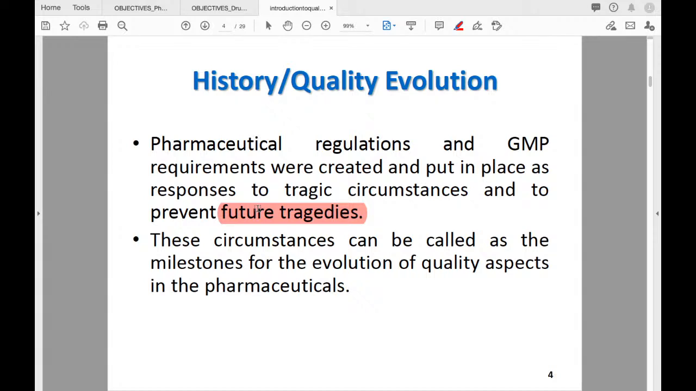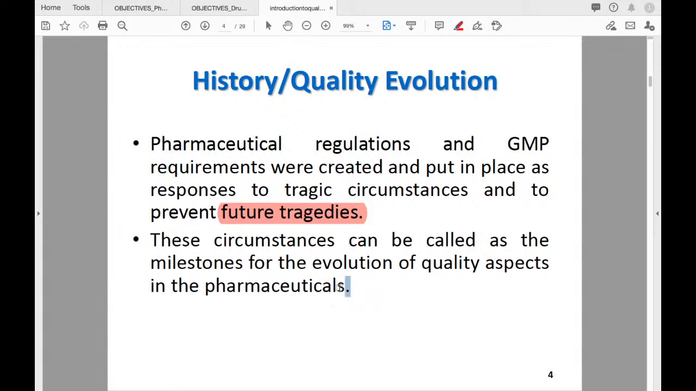That's why this quality evolution came, so that we should not have any tragedies on a large scale. That's why these regulations and good manufacturing practices are required, to overcome all these upsetting circumstances. These circumstances can be called milestones for the evolution of quality aspects in the pharmaceutical field.